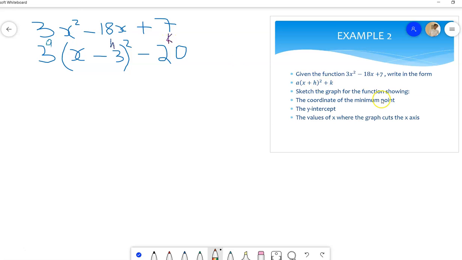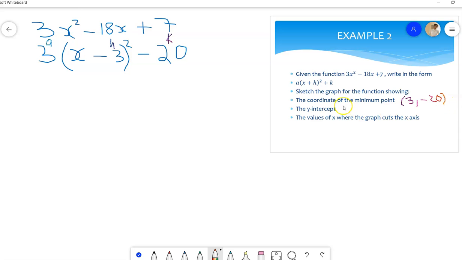So it says sketch the graph for the function showing the coordinate of the minimum point, which you should know is negative h, k. So that's going to be positive 3, because h is negative 3 and it's negative h, and the k is negative 20. That's going to be our minimum point or turning point.